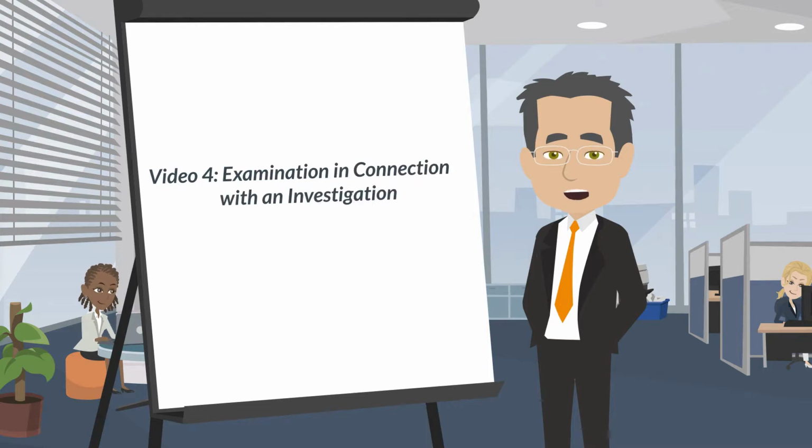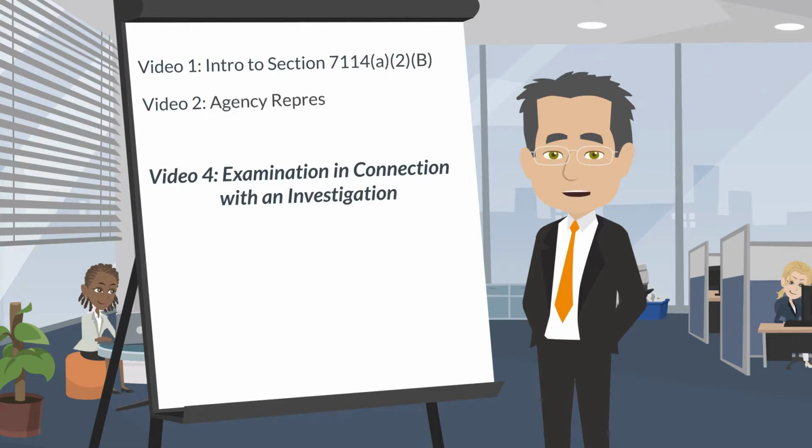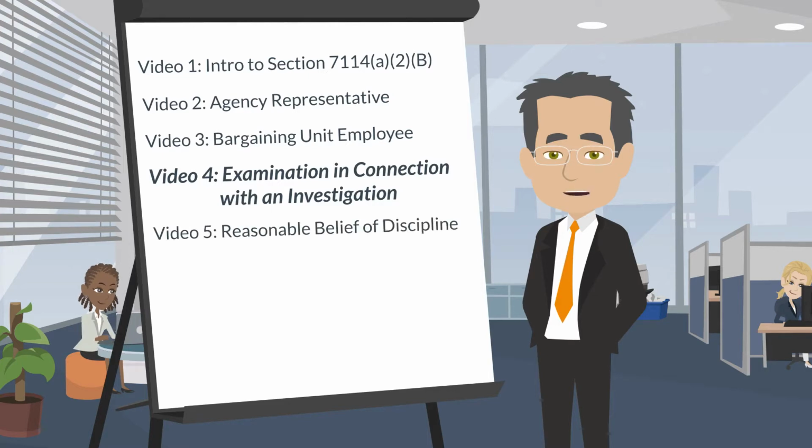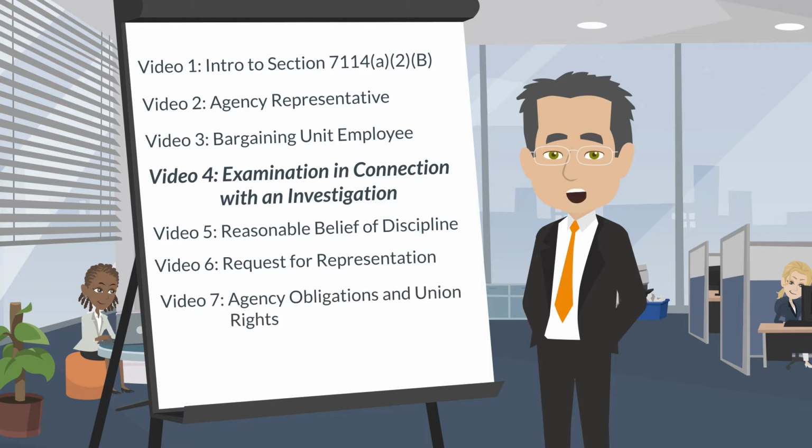Video 1 gives an overview of the statutory right to representation under Section 7114(a)(2)(B). Video 2 discusses who is an agency representative. Video 3 focuses on bargaining unit employees. Video 5 discusses an employee's belief that they will be disciplined and if that belief is reasonable. Video 6 goes over the ways an employee may request representation. Video 7 explains the agency's obligations following a representation request and a union's rights during the examination.